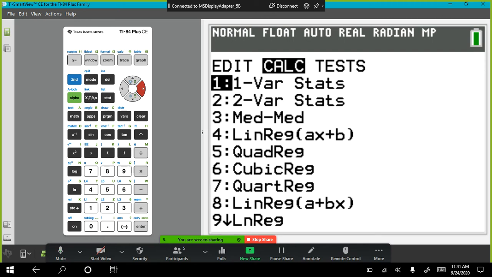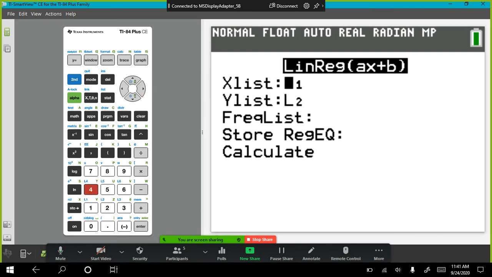And I believe it is the line reg right here. Notice the fourth one down, it's got the AX plus B. It's asking us to put it in AX plus B form. So if I pick 4, make sure you've got the right lists. The X list was L1, the Y list was L2. If you'd used other lists, you would have to change which lists you're using. I don't believe the other one's mentioned, so I'm just going to enter through everything and hit calculate.